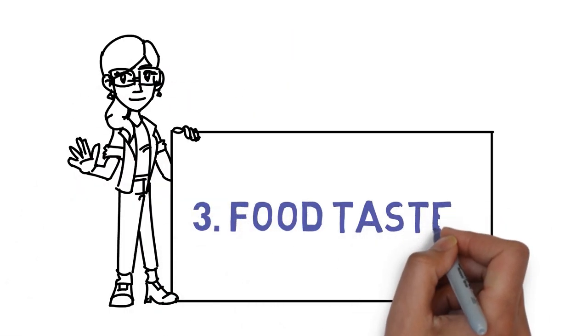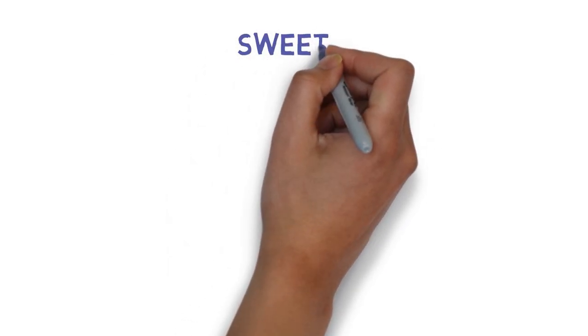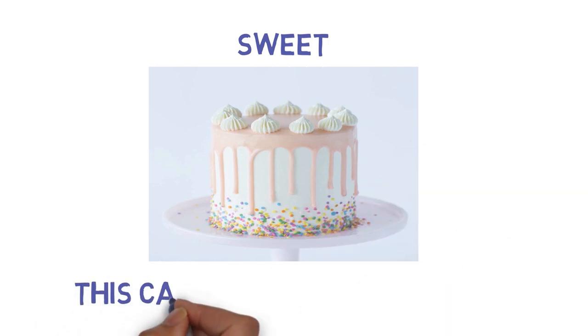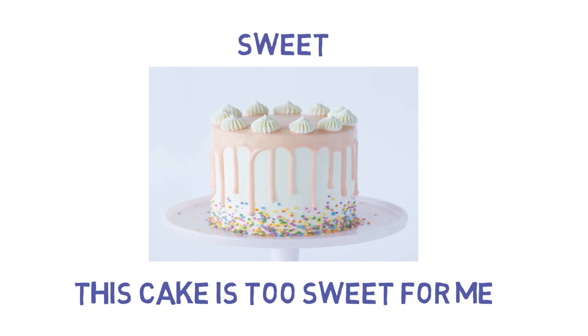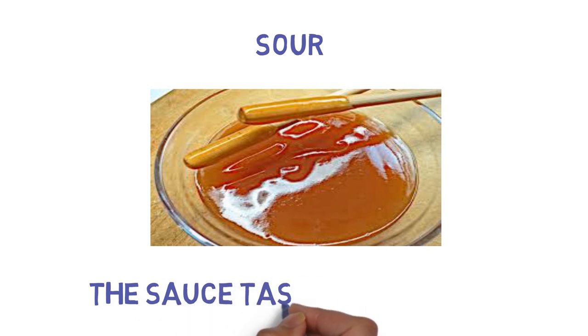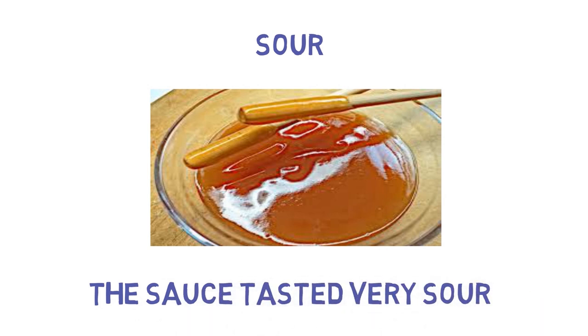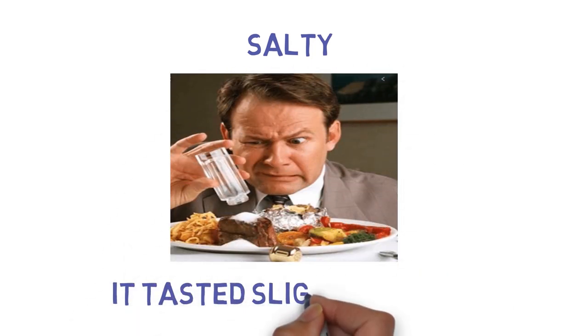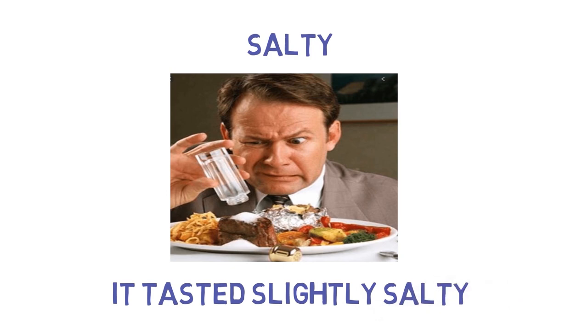3. Food tastes. Sweet. This cake is too sweet for me. Sour. The sauce tasted very sour. Salty. It tasted slightly salty.